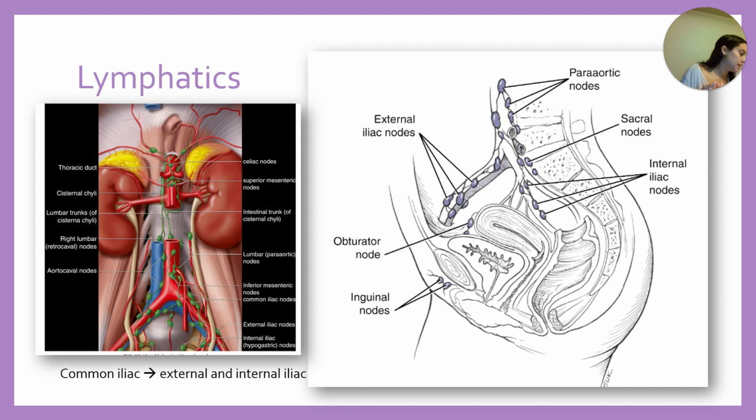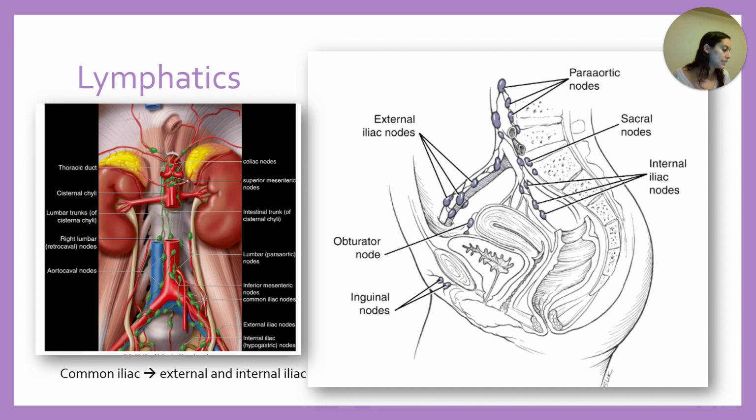The chain, so the common iliac, it moves laterally, it breaks up into the external and internal iliac nodes like we mentioned. The external iliacs drain the bladder, the prostate, cervix, testes, vagina, and ovaries. And the internals, which are also known as your hypogastric nodes, help drain the vagina, cervix, prostate, and urinary bladder. So it's pretty much all the same structures, but the location of these nodes are different.